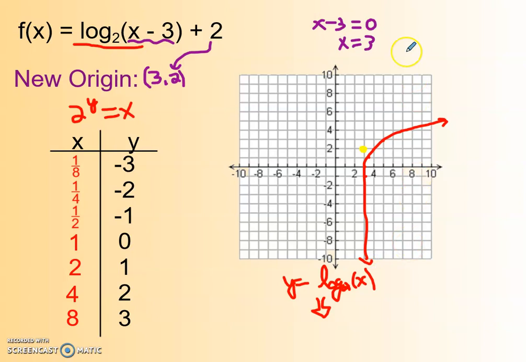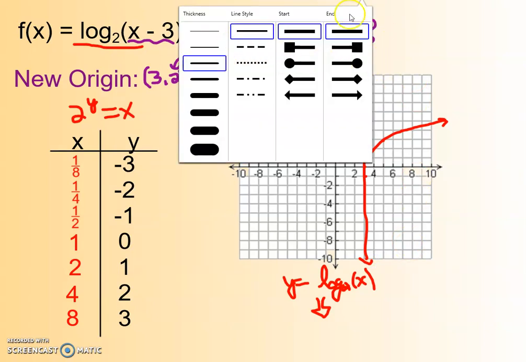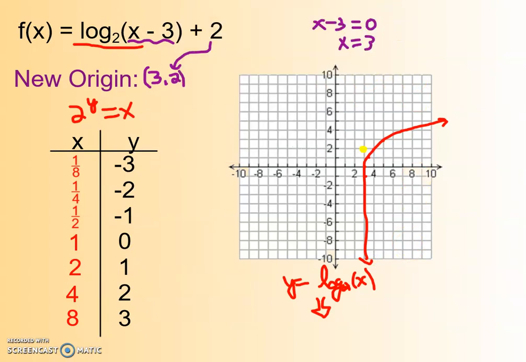Is that my graph? No, it's not. Remember, it's asymptotic. So I'm going to go ahead and put an asymptote right through my new origin. Boom. It's in green, so it really sticks out.